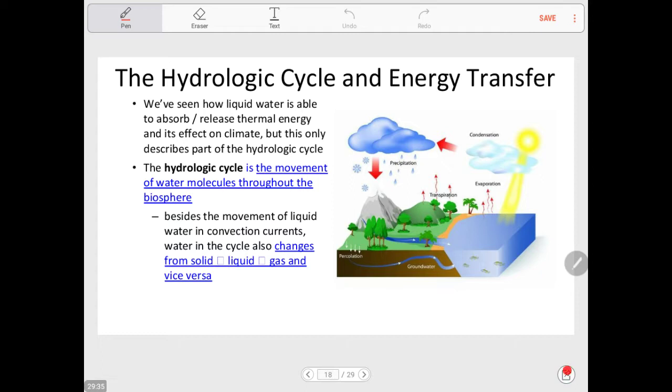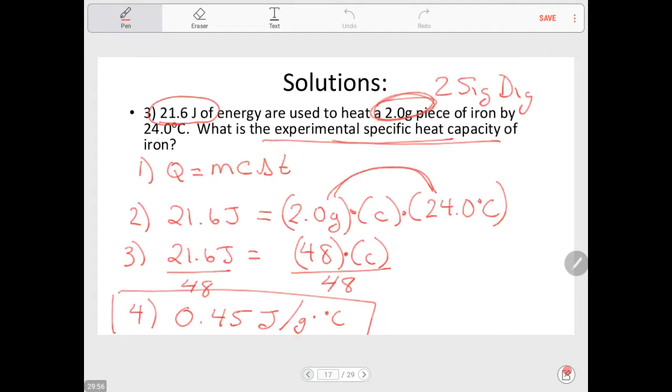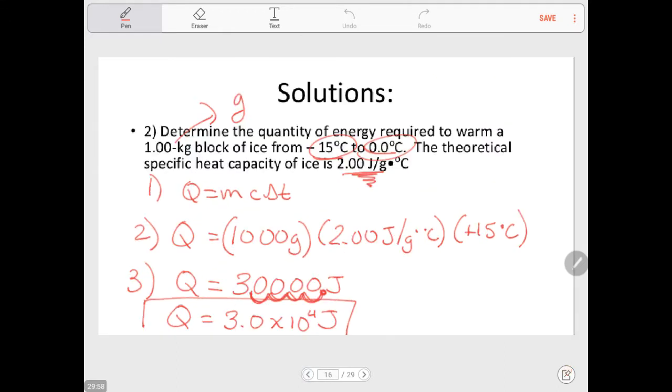Okay, moving along to our last section here. The hydrologic cycle and energy transfer. We've seen how liquid water is able to absorb, release thermal energy and its effects on climate. We have definitely seen that, and we've also seen how much energy it takes to raise or lower the temperature of water. I mean, that's the whole point of Q equals MC delta T. You can really see that if you want water to go up in temperature, you need a great deal of energy. Vice versa, if water cools off, it releases a great deal of energy.